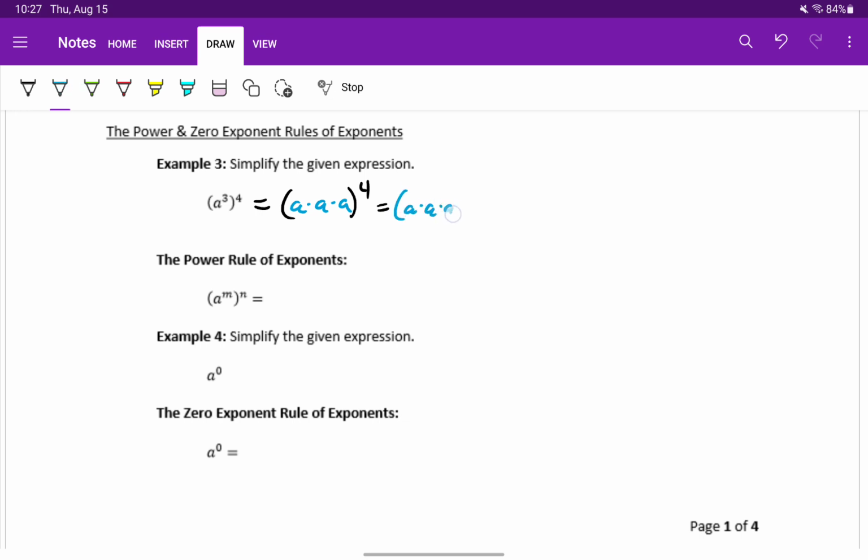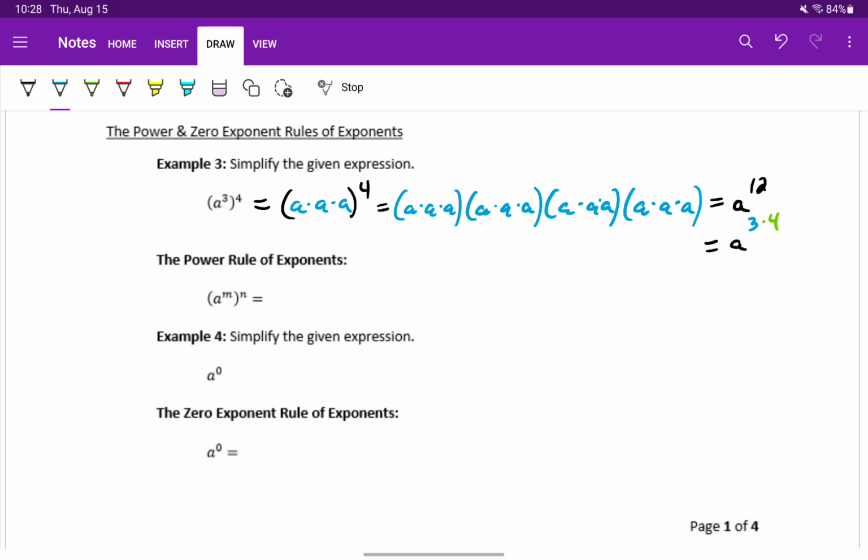So a times a times a times a times a times a times a times a times a, and then one more time to get 4 factors of a times a times a. If we count all those up, what we have is a to the 12th power, a being multiplied by itself 12 times, which just so happens to be the same thing as a to the 3 times 4 power.